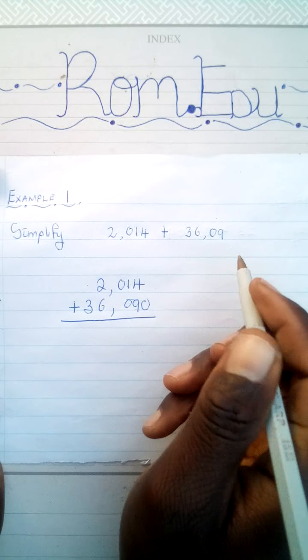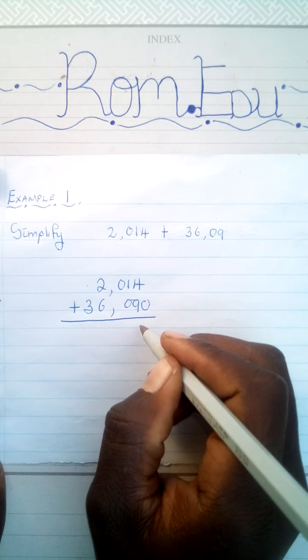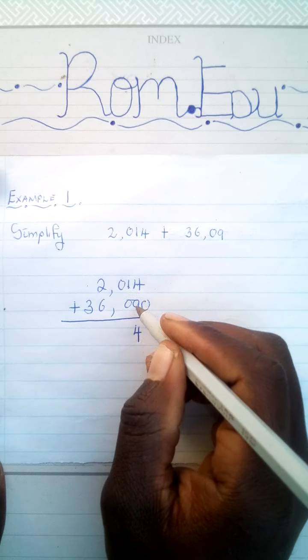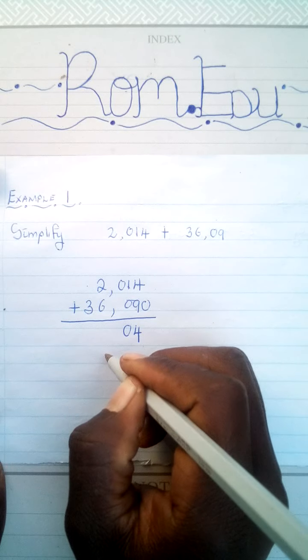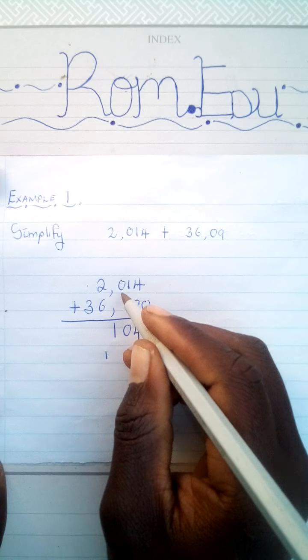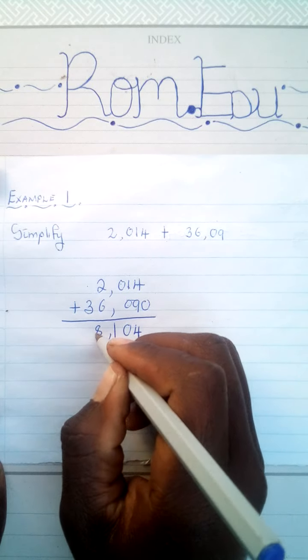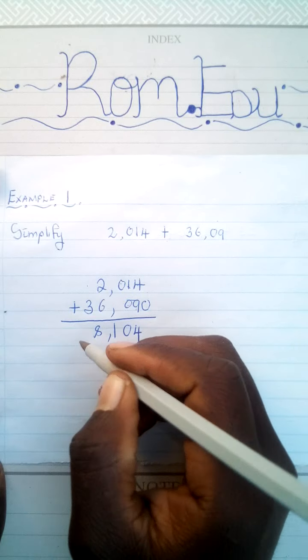Now we can easily add 4 plus that one, that's 4, 1 plus 9, that's 10. You write our 0 carry 1, 0 plus 0 plus the carried 1, we are going to have 1 here. Then we align our comma, 2 plus 6, that's going to be 8, then 3 plus nothing there, that's 3.